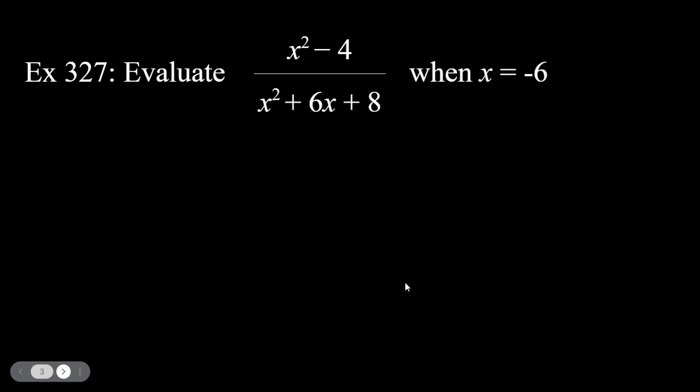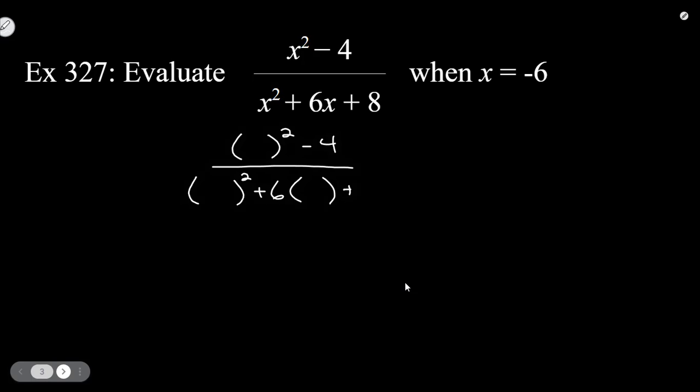So what's actually going on here in example 327, though, is we are going to evaluate this fraction when x equals negative 6. And if you remember, all that means is we're going to take all the x's and replace them with negative 6's. So we're going to have negative 6 here, negative 6 here, and negative 6 there. Everywhere we see an x, we replace it with a negative 6.